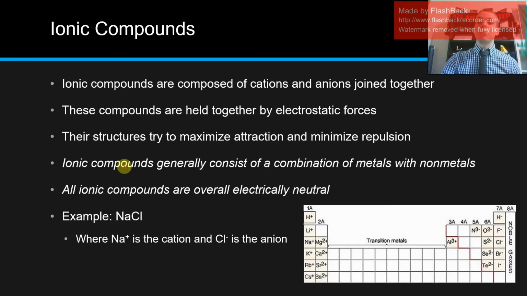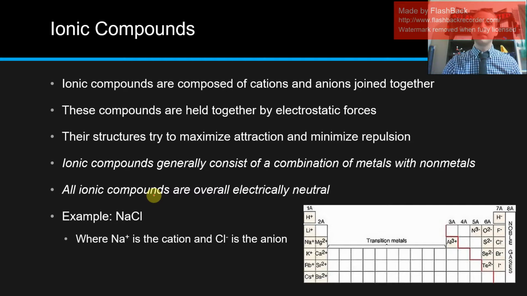Ionic compounds are generally going to consist of a combination of metals with nonmetals. Again, thinking back to your knowledge of the periodic table, nonmetals being everything to the right of the step ladder, metals being everything to the left. All ionic compounds are going to have an overall electrically neutral charge, meaning an overall charge of 0.